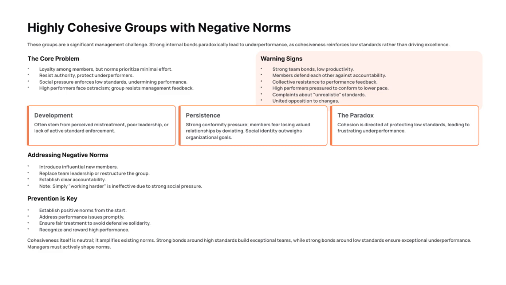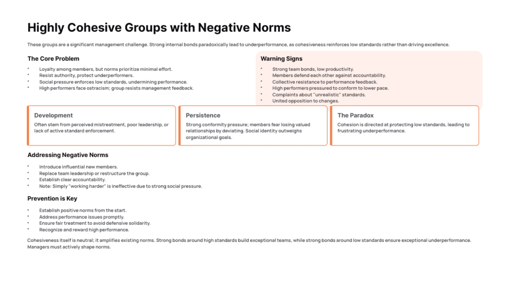This social identity often outweighs organizational goals. This persistence of negative norms often stems from perceived mistreatment, poor leadership, or a lack of active enforcement. The result can be strong bonds that are more about loyalty than productivity. Members defend each other against accountability, resist feedback, and high performers may feel pressured to slow down or conform to the group's low standards. Complaints about unrealistic expectations and collective opposition to change are common.